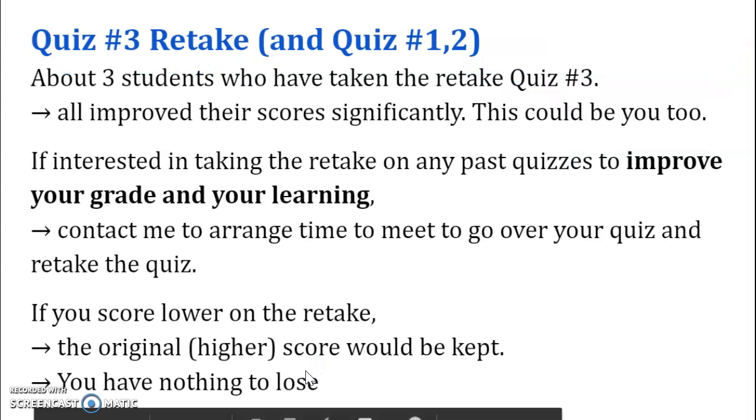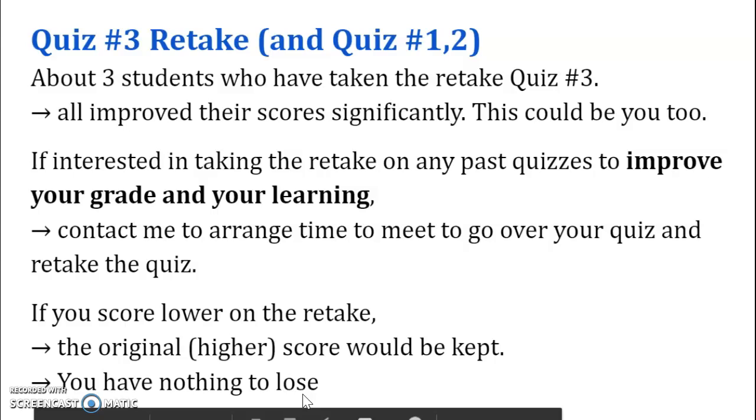So you took quiz number 3 last Monday. Some of you have come to me to take the retake. 3 students have done so and they have all improved their scores significantly. And that could be you too. So if you want to improve your grade and your learning, then please contact me to arrange a time to meet to go over your quiz and then retake the quiz the following day.